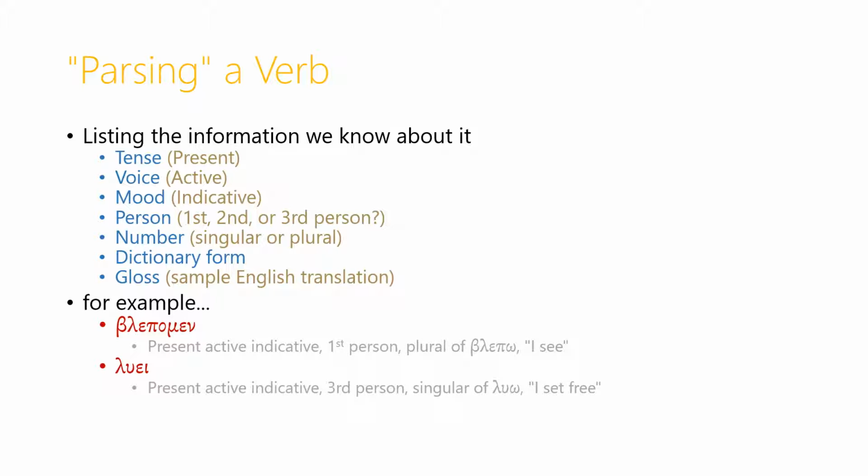So how would we parse these verbs? Well, blepomen, we would say it's present, that's its tense. Active, that's its voice. Indicative, that's its mood. First person, plural, of blepo, that's the dictionary form. I see, there's the gloss. Similarly, lue, we would say is present active indicative, third person, singular, of the verb luo, I set free.